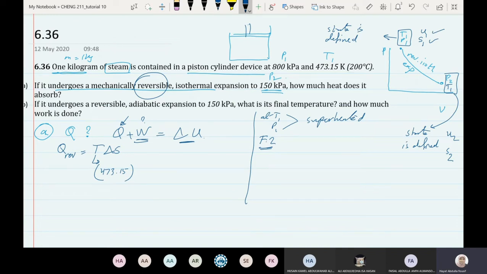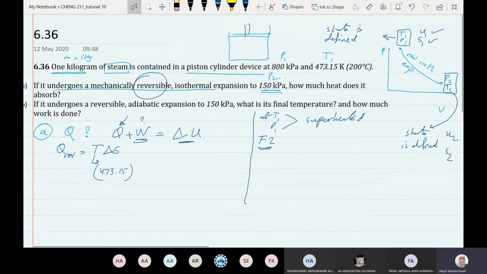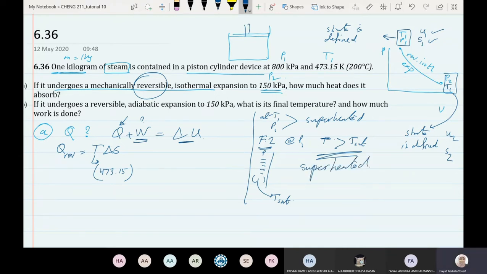What do I mean by this? Table F2 is a pressure-based table, so I will go at P1 and see how my temperature compares to the Tsat written in the table. In the table, it's pressure-based, but under each pressure there is a bracket where this temperature is written, and this temperature is Tsat. You will compare your temperature that is given in the question with this Tsat. If it is greater, then it is superheated. If it is less, then it is subcooled. If it is equal, then it is saturated.